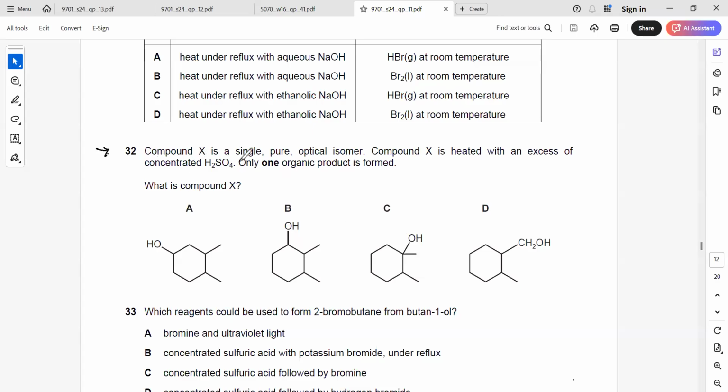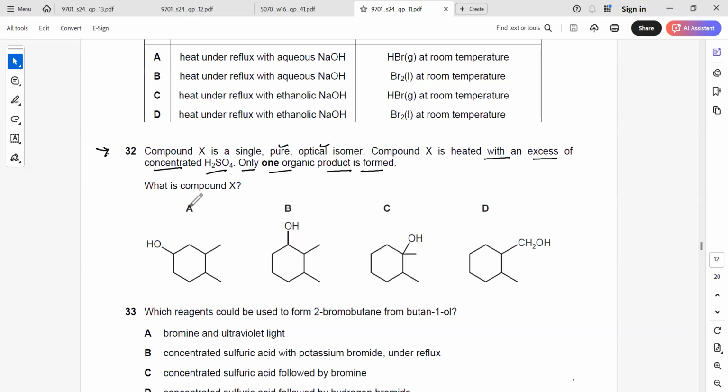In this question, they are saying compound X is a single pure optical isomer, and compound X is heated with an excess of concentrated sulfuric acid. So that means elimination reaction, removal of water from, we can see alcohols, they are. So they are saying only one organic product is formed.